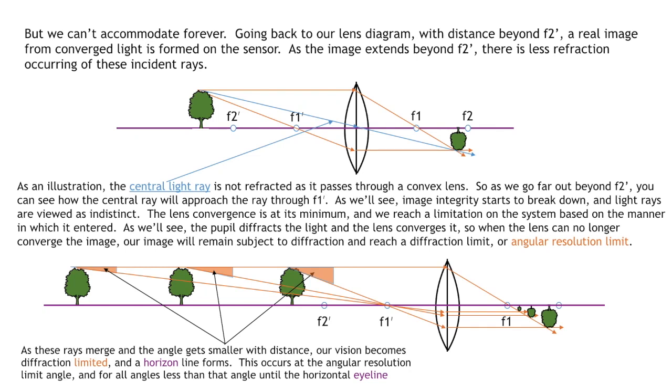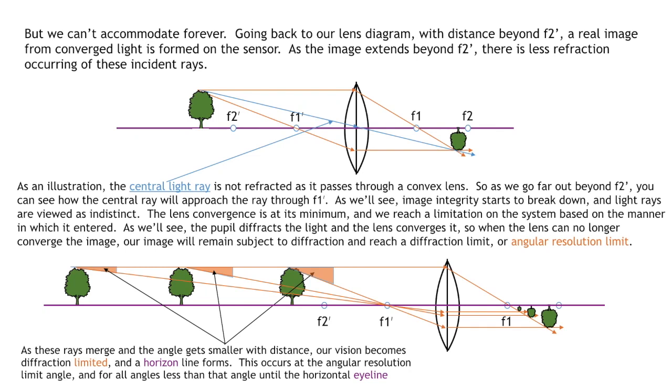So again, we'll take our blue central ray just to reiterate the point. As an illustration, the central light ray is not refracted as it passes through a convex lens. So as we go far out beyond f2 prime, you can see how the central ray will approach the ray through f1 prime. As we'll see, image integrity starts to break down and light rays are viewed as indistinct. The lens convergence is at its minimum, and we reach a limitation on the system based on the manner in which it entered. And that is by diffraction.